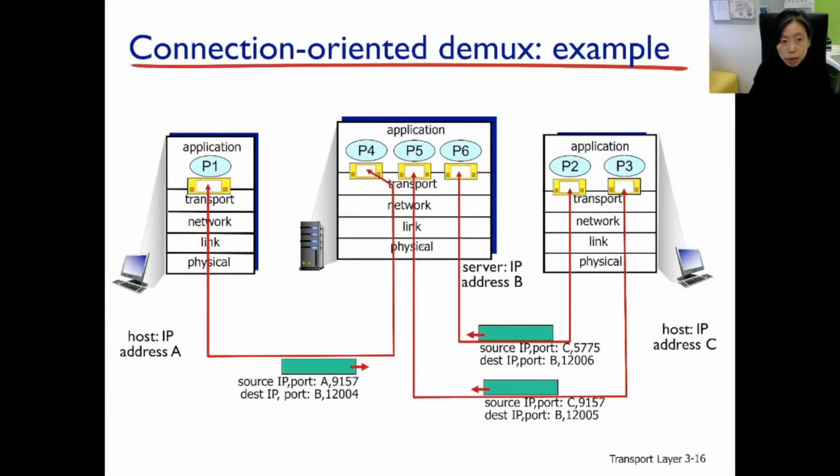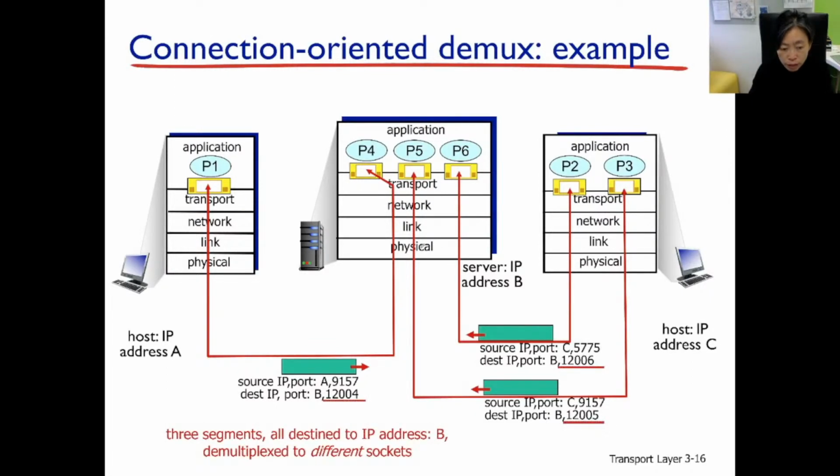Now let me use an example to illustrate and explain. We have a scenario where we have three segments being sent from clients over here, A and C, to the server in the middle, B. So all three segments are destined to B, and they're supposed to be demuxed into different sockets.